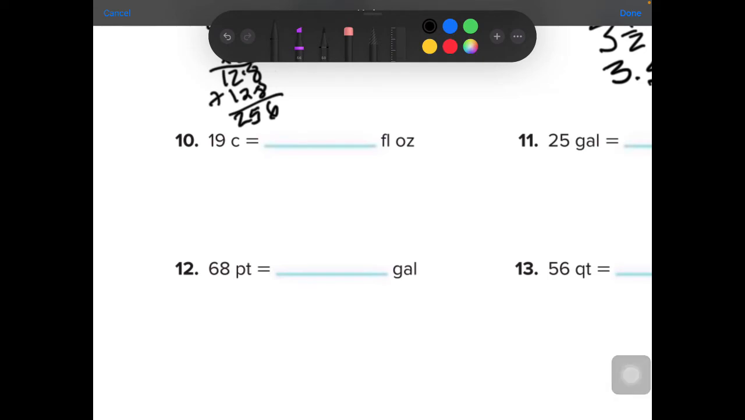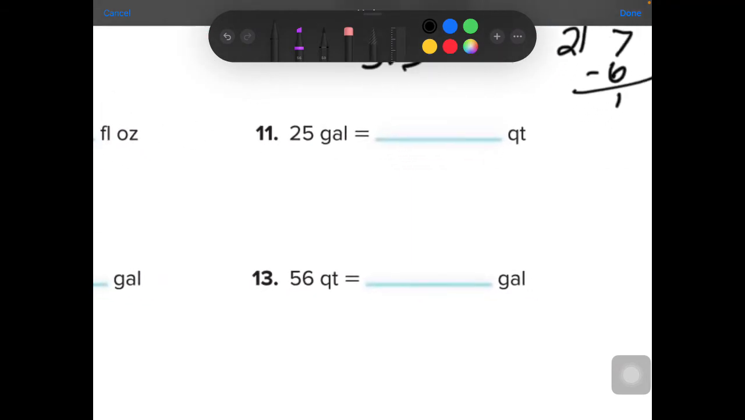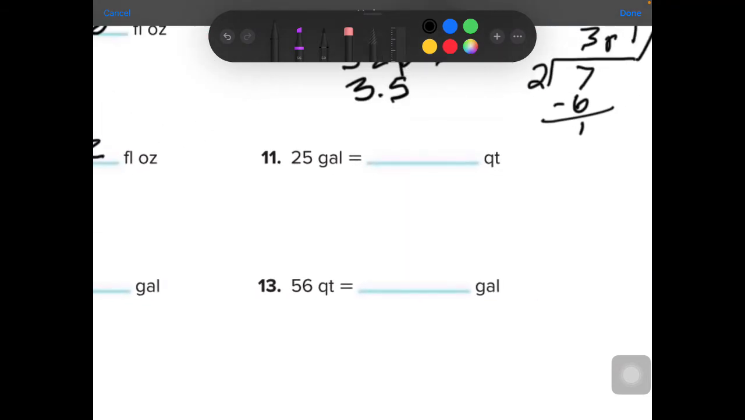All right. 19 cups equals how many fluid ounces? Goodness gracious. We have 19 cups, and in every cup there are 8 fluid ounces. So we are multiplying. 8 times 9 is 72. 8 times 1 is 8, plus 7 is 15. So we have 152 fluid ounces.